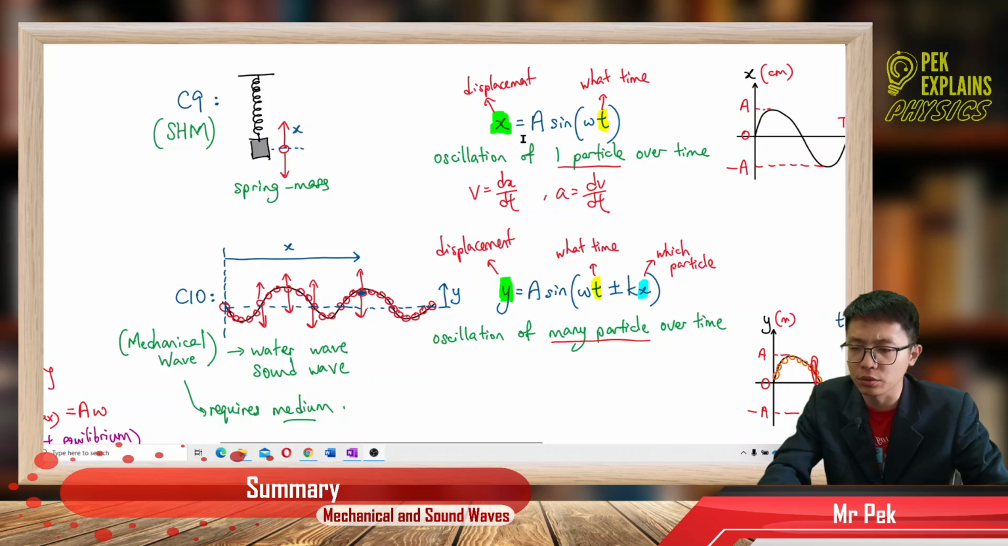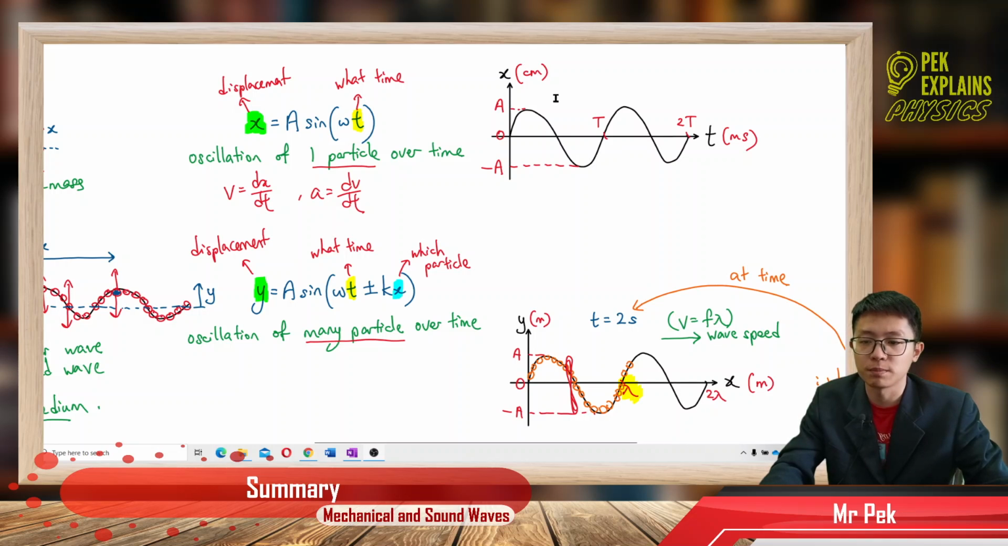So we use the equation x equals a sine omega t to describe the oscillation of the block. At different times, the block has different displacement. This equation just shows the oscillation of one particle over time. And this is the displacement-time graph. From this graph, we can get the amplitude and the period. Be careful with the unit. If the displacement is in cm, the amplitude is also in cm. If the time is in milliseconds, the period is also in milliseconds.